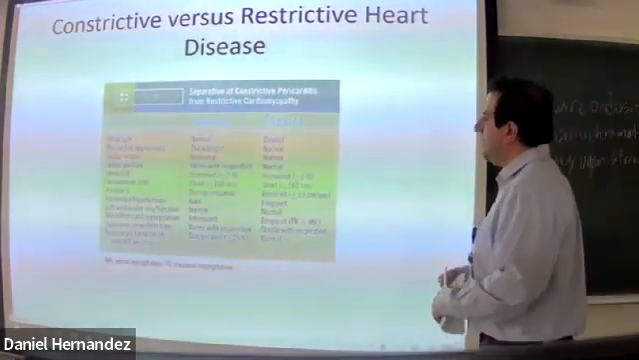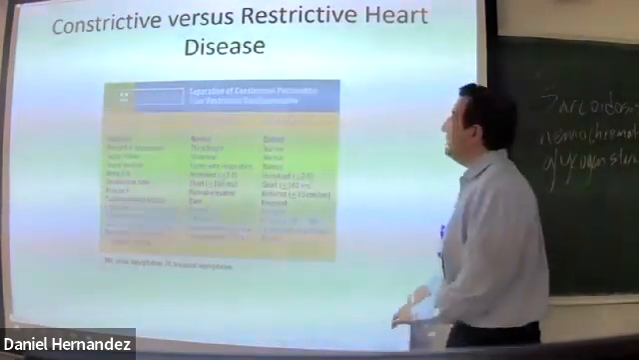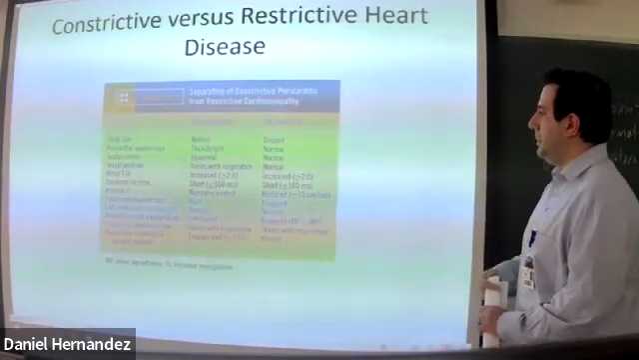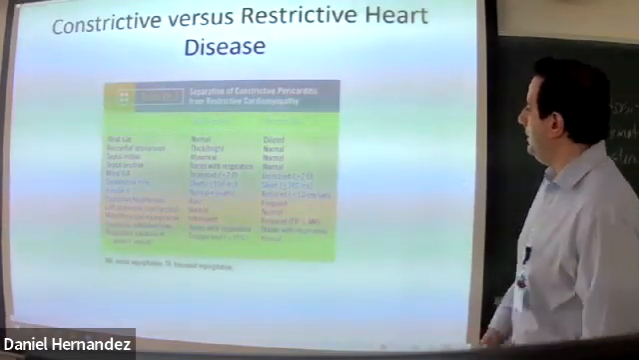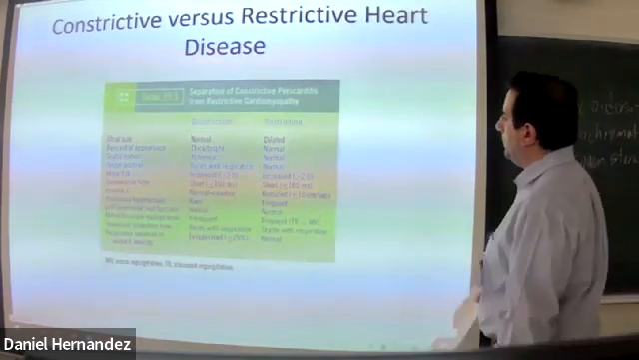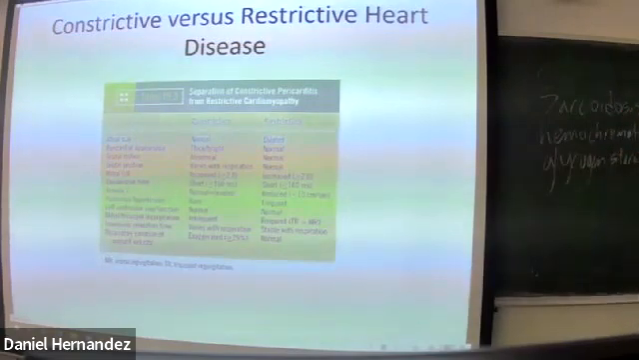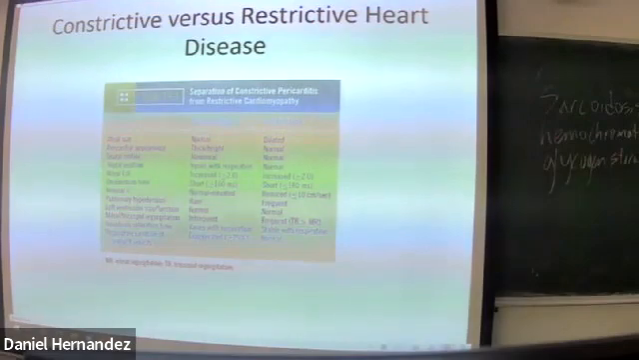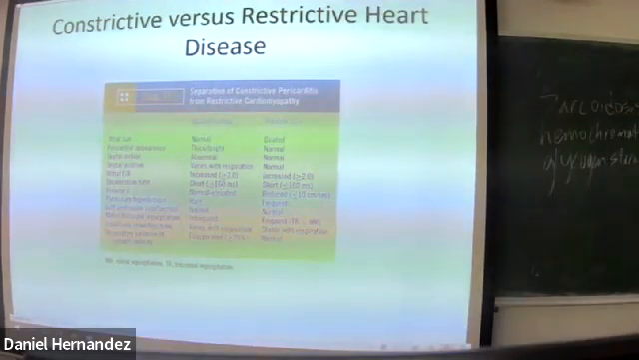But just to highlight that, with the constrictive disease, that's the pericardium. The pericardium appears thick and bright. With our restrictive cardiomyopathy, we have a normal appearance of the pericardium. We have dilated atria with our restrictive cardiomyopathy. Constrictive pericarditis typically has normal sized atria. With constrictive pericarditis, we can have abnormal septal motion.